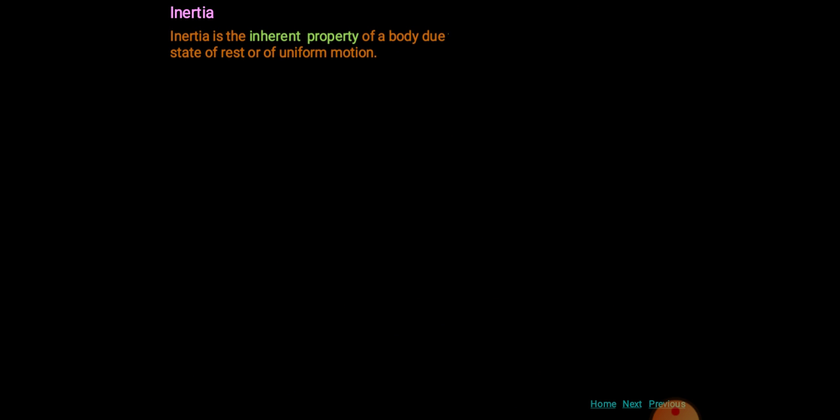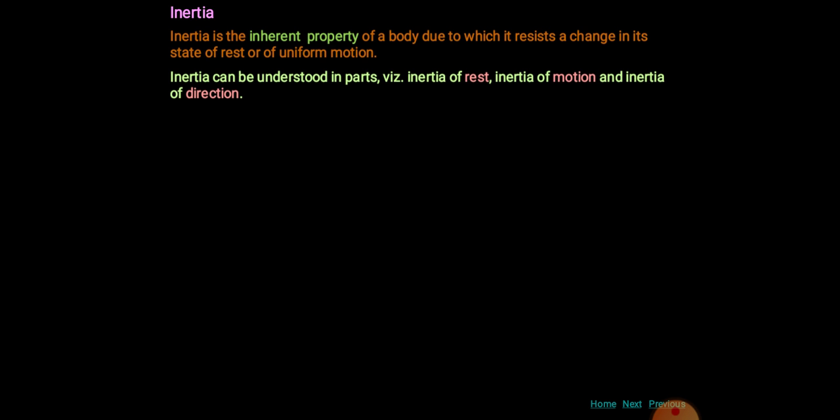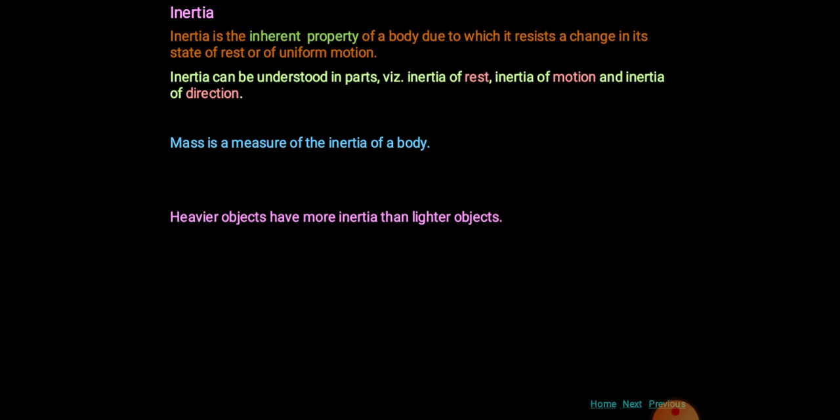Now let us try to understand inertia. You already know about inertia. Inertia is the natural tendency of a body which resists a change in its state of rest or of uniform motion. Here we will see inertia of rest, inertia of motion and inertia of direction. These are different parts of it. Mass measures the inertia of a body. A heavier object has more inertia than a lighter object. A 5 rupee coin has more inertia as compared to a 1 rupee coin.